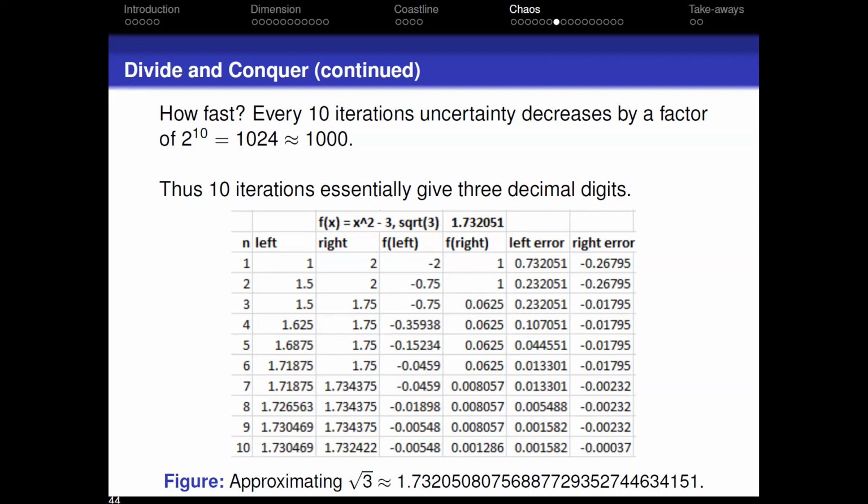So then try 1.75. 1.75 is positive, so it's somewhere between 1.5 and 1.75. After 10 iterations, I know my square root of 3 is somewhere between 1.730469 and 1.732422. The correct answer is about 1.732050807, and so on. So with 10 iterations, I'm pretty close to getting 1.732. I'm not quite there yet, though. I don't even have 3 digits of accuracy.